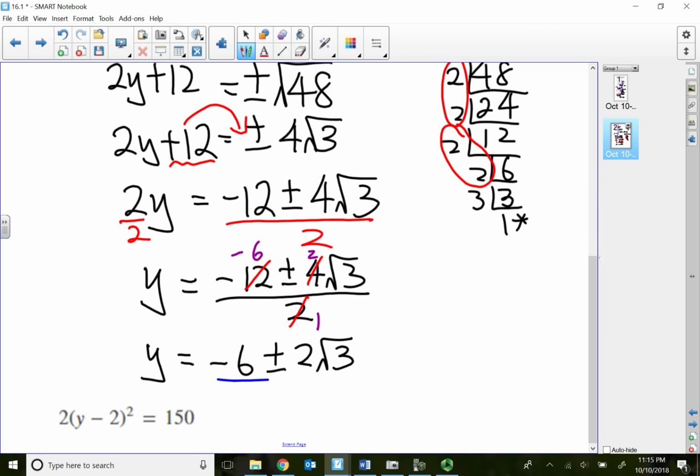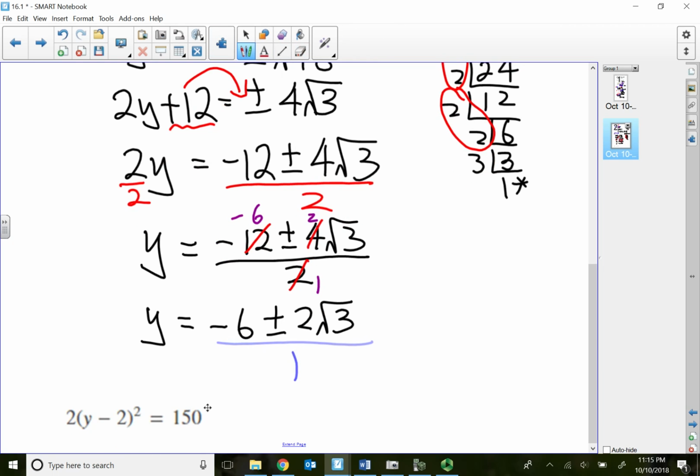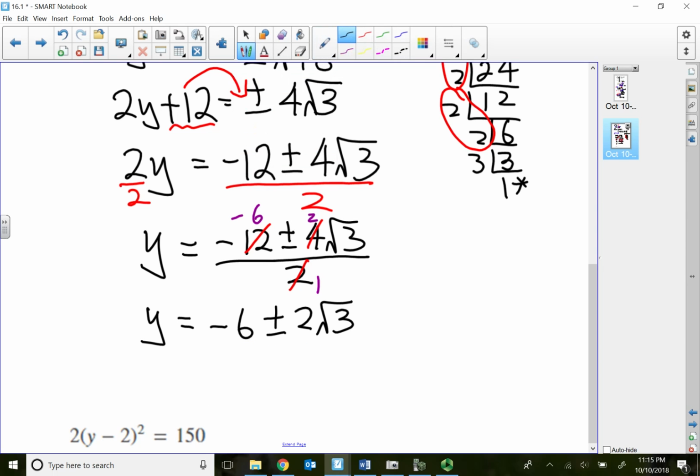But since it's over 1, we can actually not write it as over 1. So these two terms on the numerator is technically my answer. Okay, that's a simplified answer. If you write it as over 1, that would just be redundant.